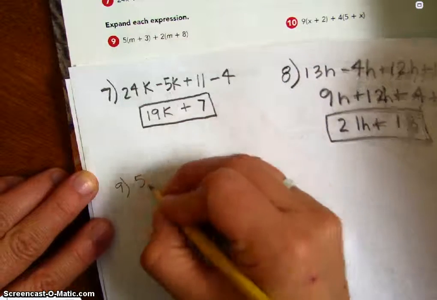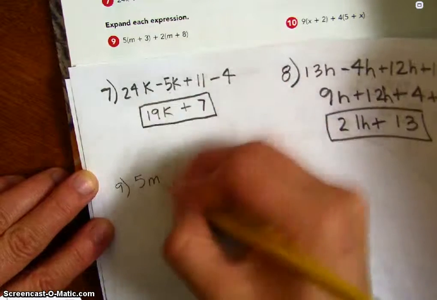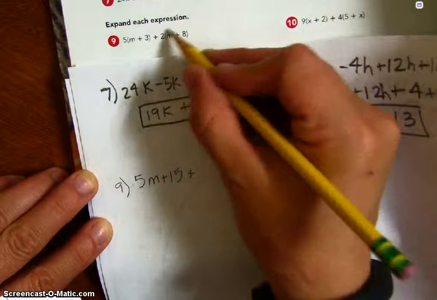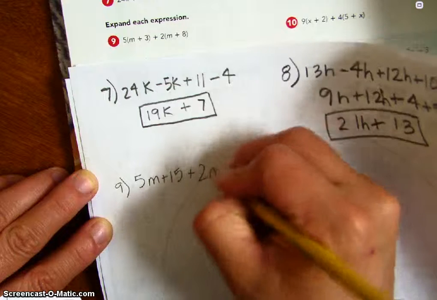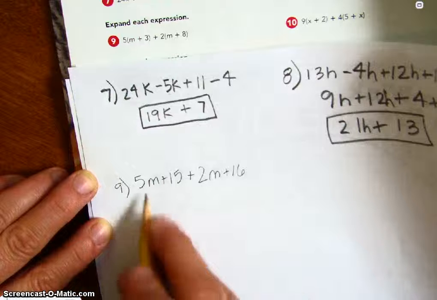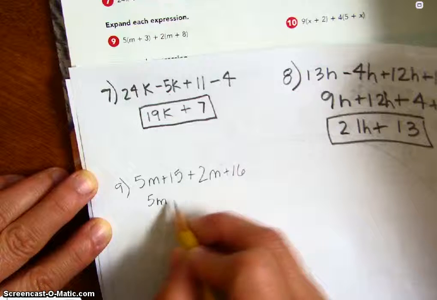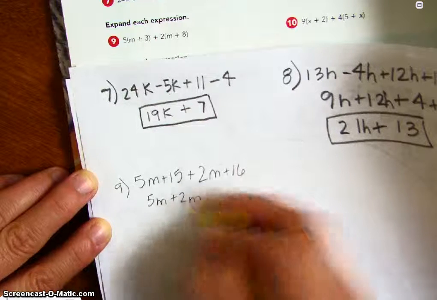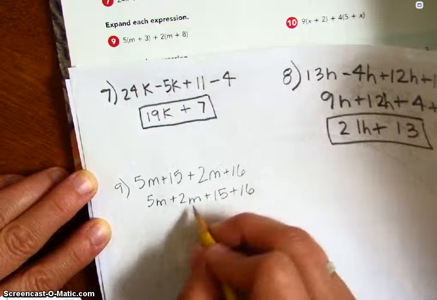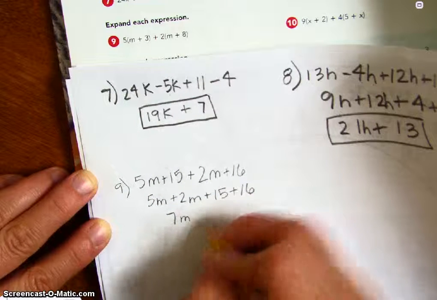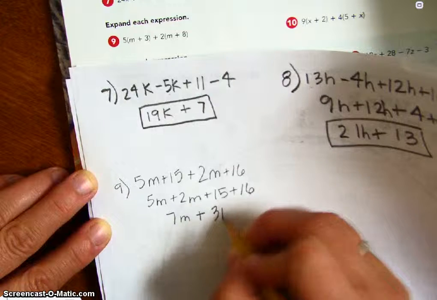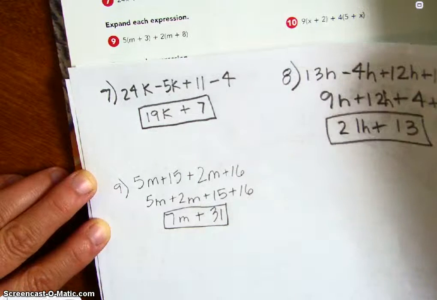5 times m would just be 5m. 5 times 3 we know is 15. Then we're going to add it to 2 and use distributive property. 2 times m is 2m. We know 2 times 8 is 16. So we do our plus 16. Now we just combine our like terms. We rewrite them: 5m plus 2m and 15 plus 16. And if we combine those, 5m plus 2m is 7m, and 15 plus 16 is going to be 31. That is our answer right there.